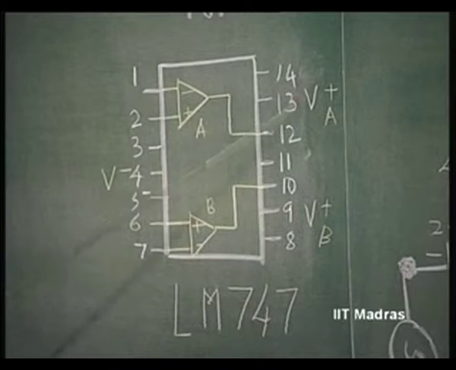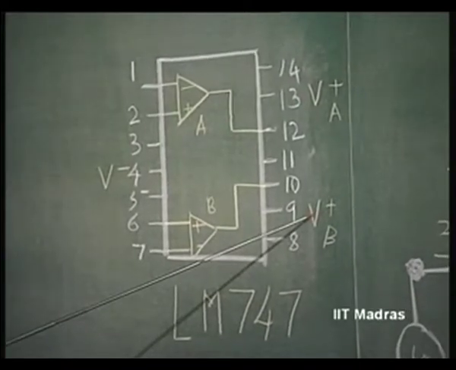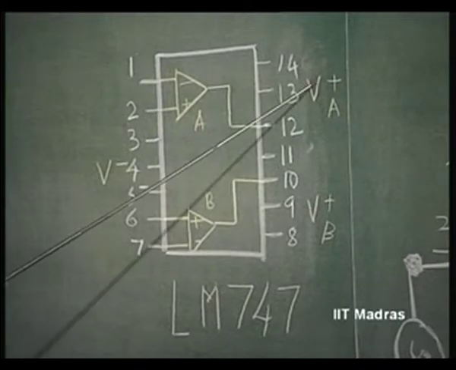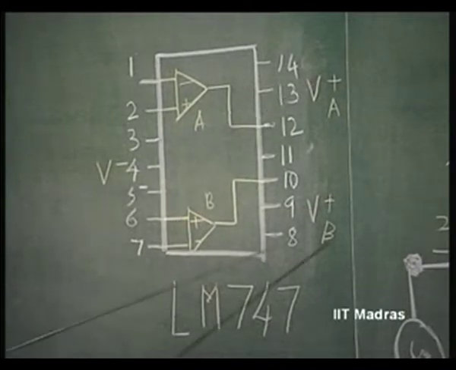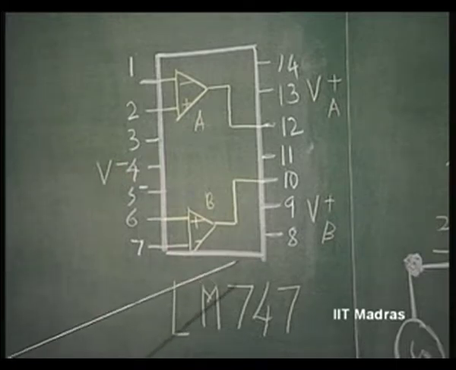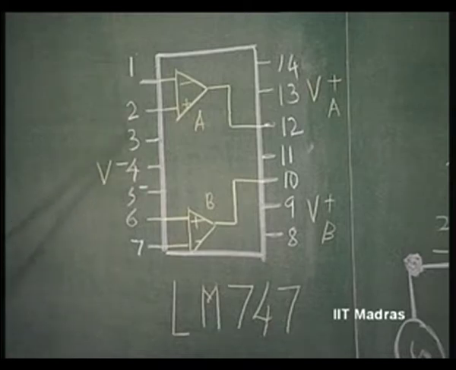We have 2 terminals for the positive supply, one for A and one for B separately, a common negative supply, and then we have 2 terminals for offset compensation for each of these op amps.